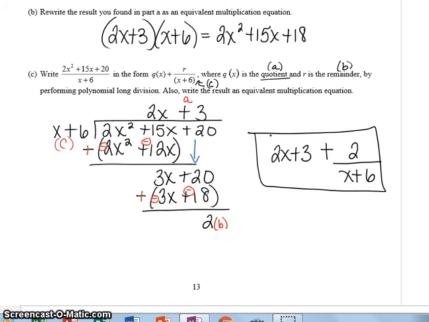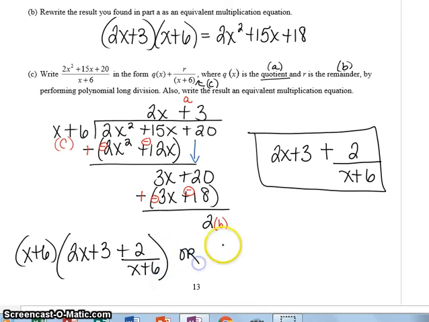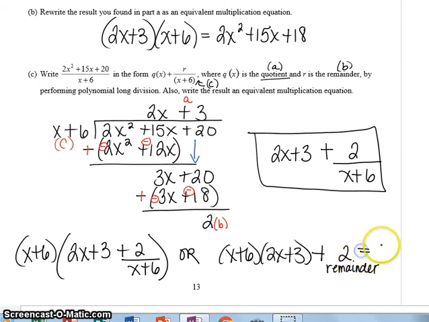Alright, it says write it as an equivalent multiplication equation as well. So it could be when you multiply x plus 6 times 2x plus 3 with a remainder out of x plus 6, you'd get the same thing. Or it could be x plus 6 times 2x plus 3 plus the remainder, which is 2, would equal, and I ran out of space there, your 2x squared plus 15x plus 20.